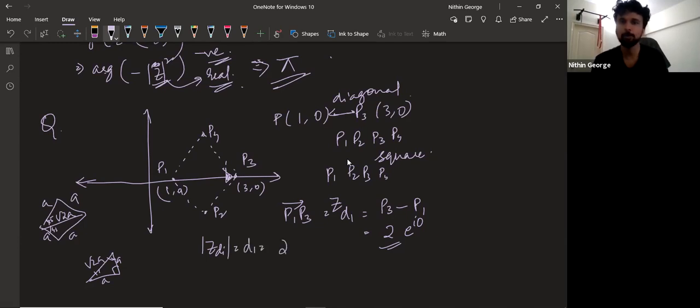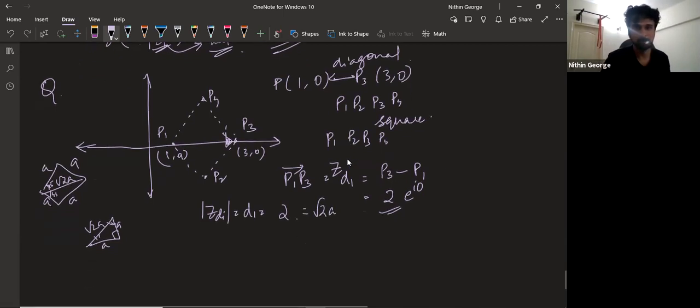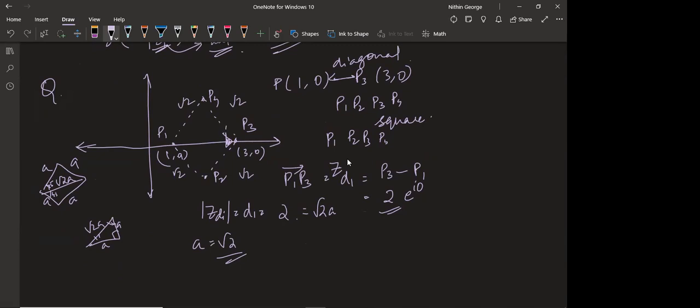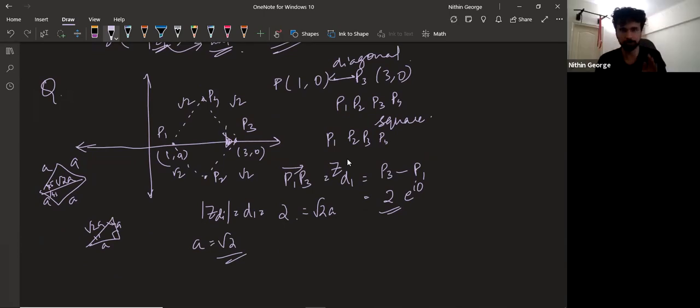The length of ZD1, I will call it d1, which is 2 units. And this is root 2 into the length of the side of the square. So the square's side length will be 2 divided by root 2. So each side of the square will be root 2 units. Any doubts here, guys? Please ask if you do. No, sir.